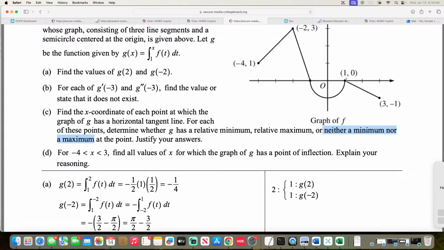Because from here to here is 1, right? From here to here is 1/2, right? So the area of a triangle is 1/2 base times height. So 1/2 times 1 times 1/2. And it's negative, so it's -1/4.